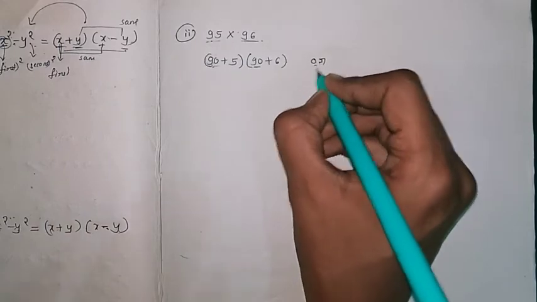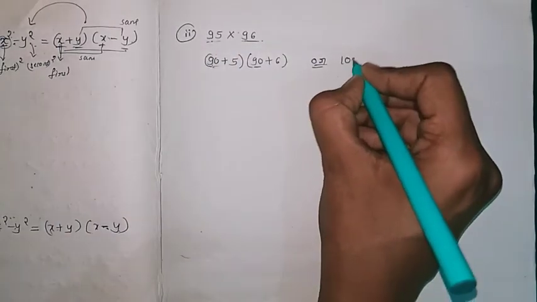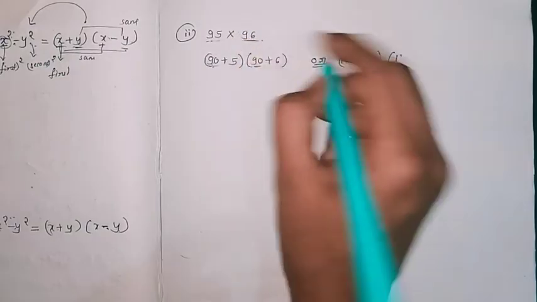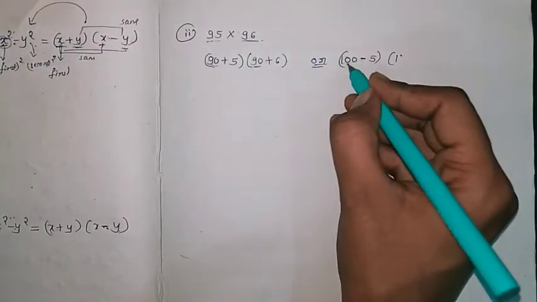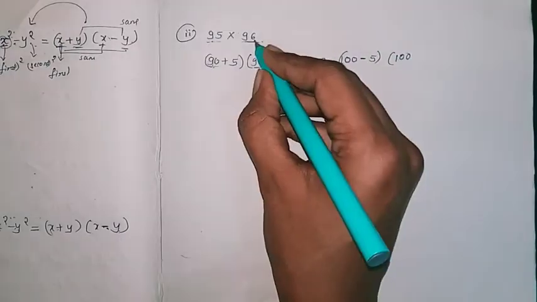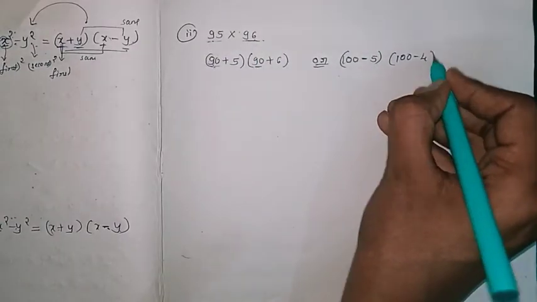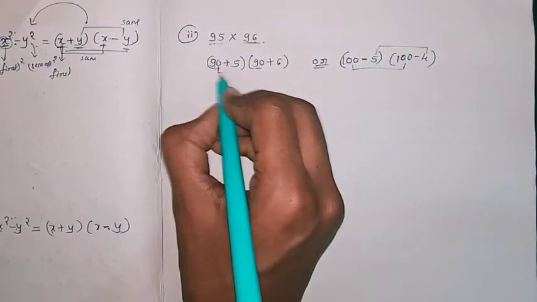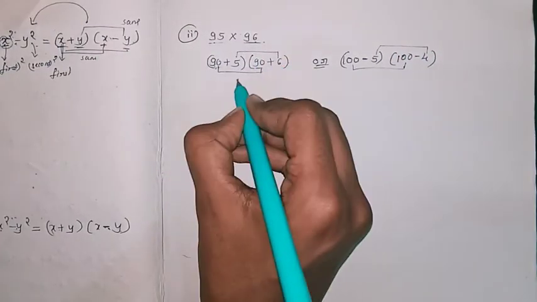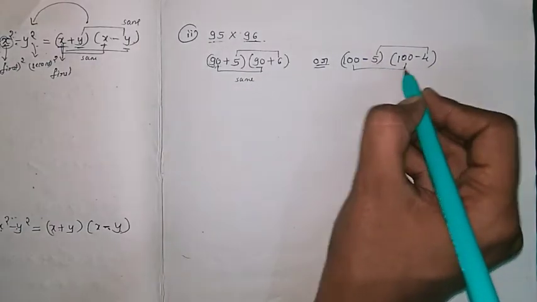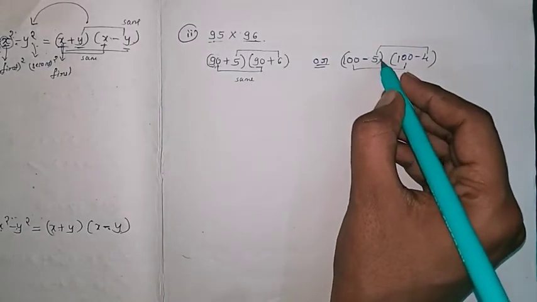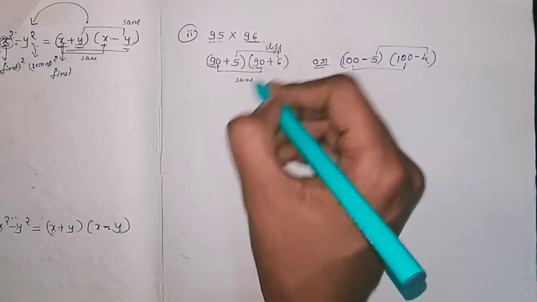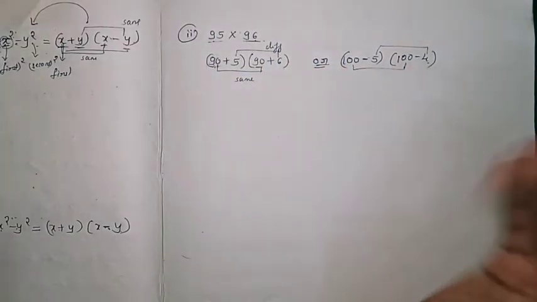You can do it like this, or you can adjust 100 minus 5, sorry, it is 95. Yes, 100 minus 5, and 96 means 100 minus 4. So there also you can observe the first terms are the same and the second terms are different. Here also the first terms are the same and the second terms are different, but here you have to take care with the sign, as they are negative terms. So whichever you find easy, you can solve that one.